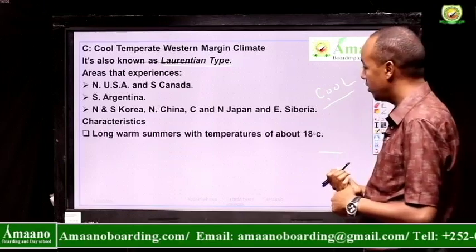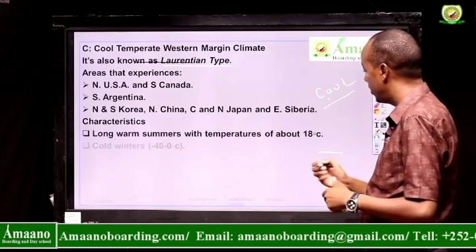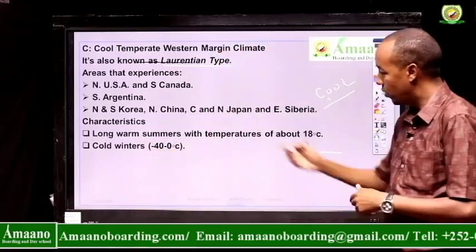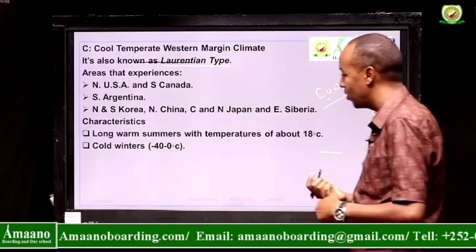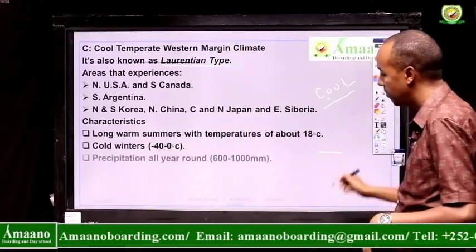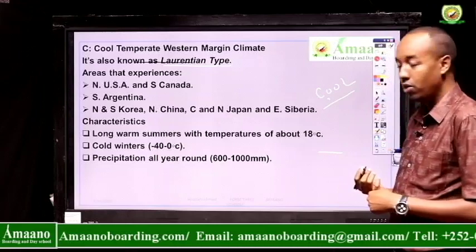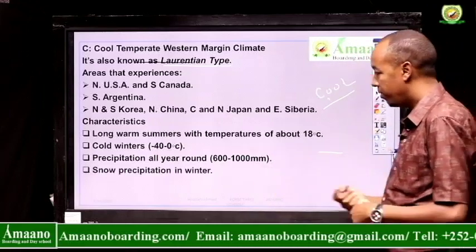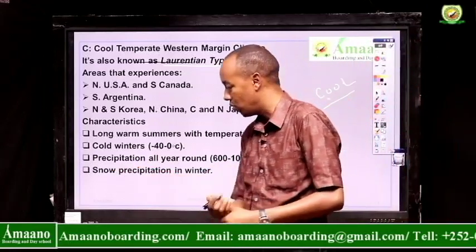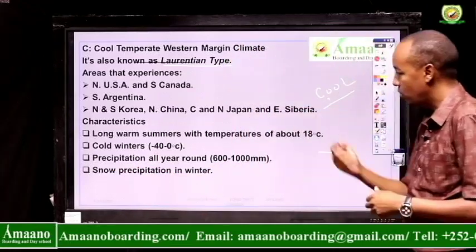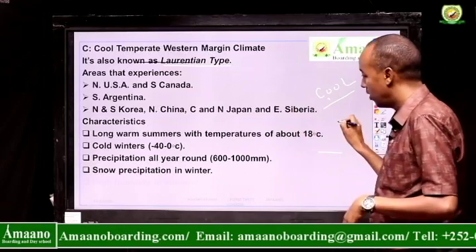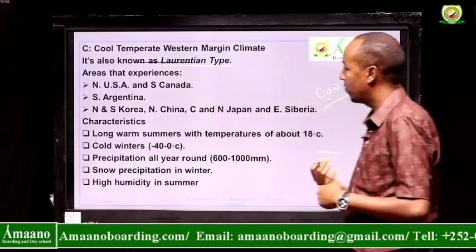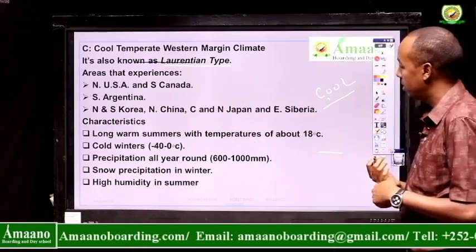What about the characteristics? What kind of characteristics these areas experience in terms of climate? The summers are long and they are warm, and the temperature is about 18 degrees Celsius. The winter is extremely cold. You can see from there -40 up to 0 degrees Celsius. Extremely freezing. Precipitation mostly is all year round, between 600 to 1000 millimeter. And the precipitation during the winter is in the form of snow, because as you can see from the temperature, it is below 0. Okay, high humidity in summer. Generally, these are the important characteristics from this part called cool temperate western marching climate.